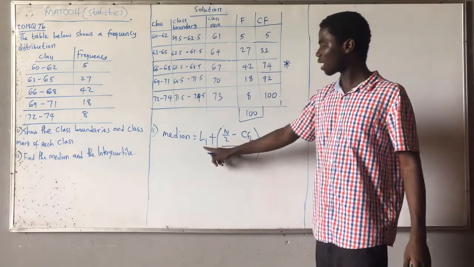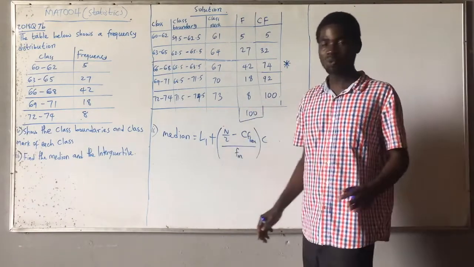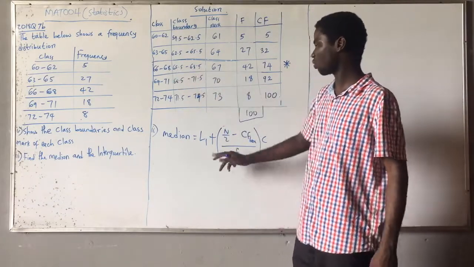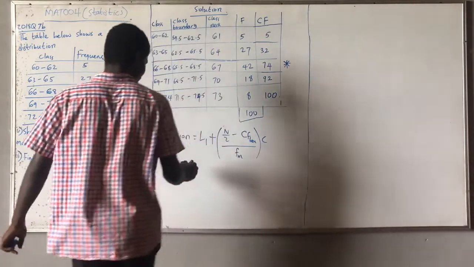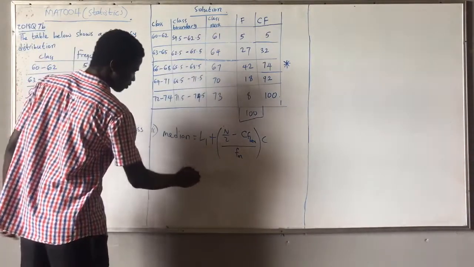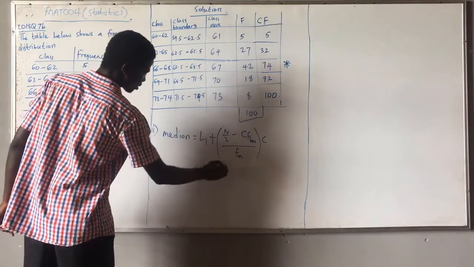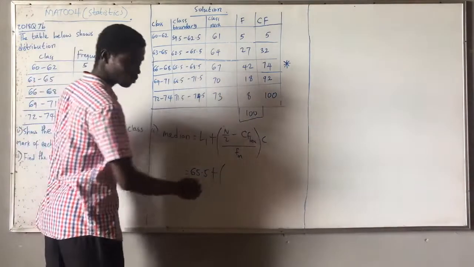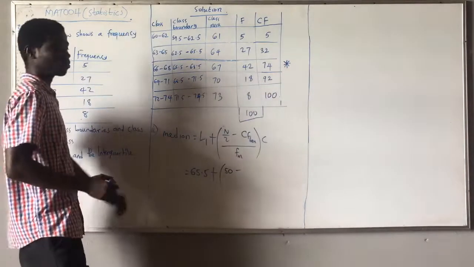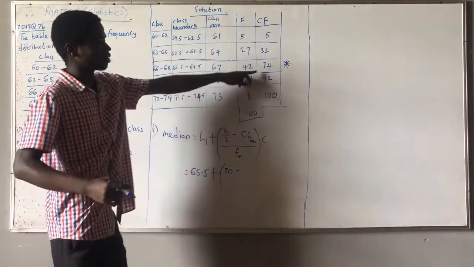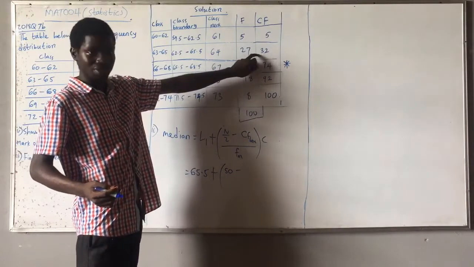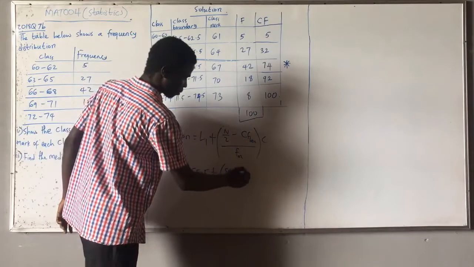So what is lower class boundary? This N1 means lower class boundary. This is lower class boundary, and this is upper class boundary. So in this case, median will be equal to N1, lower class boundary, which is 65.5, plus N over 2, 100 over 2, 50, minus cumulative frequency before the median class. What is the cumulative frequency before the median class? It is 32.